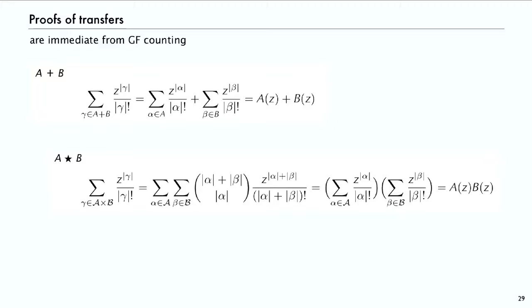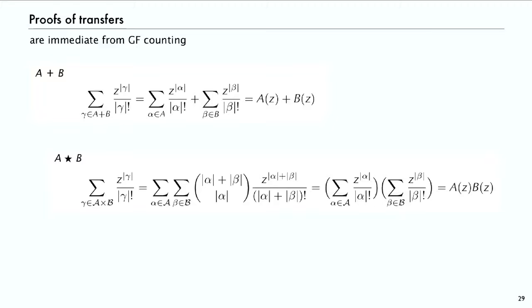To do all different relabelings, we take one alpha from A and one beta from B, and to do all different relabelings, it's alpha plus beta choose alpha, just like with the example I did with the cycles. So that's the number of ways you can relabel.